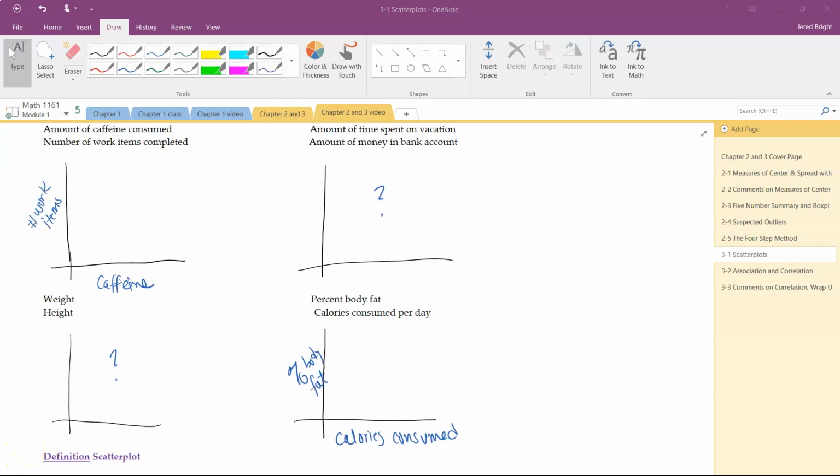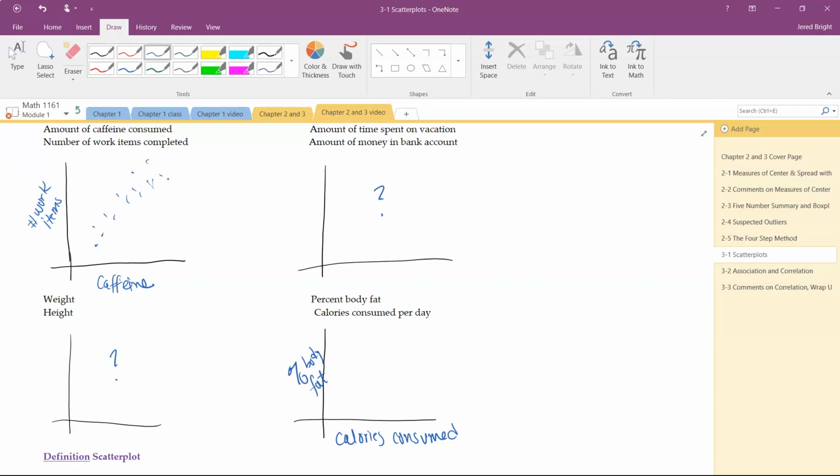Here are mine. In the upper left, I put caffeine on the horizontal axis, meaning that the amount of caffeine would influence the number of work items you complete, or put differently, the number of work items you complete depends on the amount of caffeine that's consumed. I would conjecture that the more caffeine you have, the more work items you could complete. So if I were to think about what the data would look like, I might expect something like this.